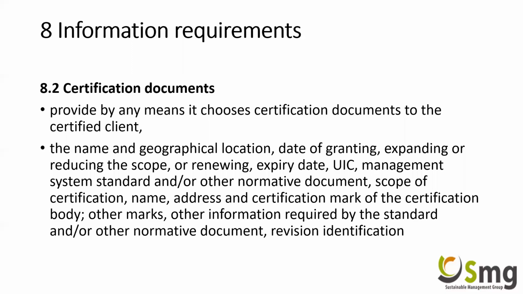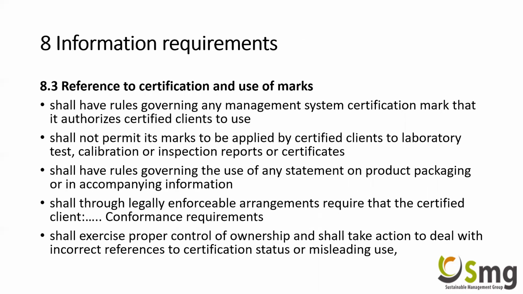Certified client. So what do we put in the certificate of the client? The name and geographical location, date of granting, expanding or reducing the scope or renewing, expiry date, the management system standard and other normative documents, scope of certification, name, address, and certification mark of the certification body, other marks, other information required by the standard, and any other normative document revision identification. So that's very important to have on the certificate enough information that will not mislead the reader.